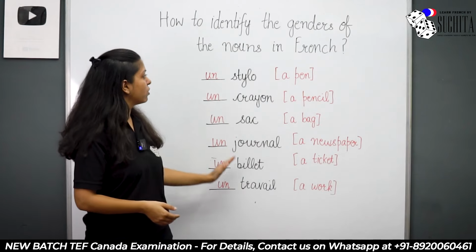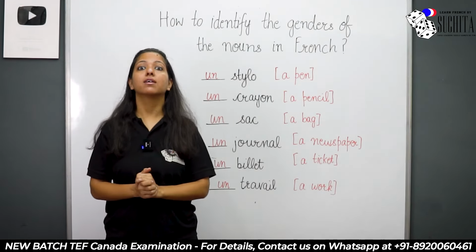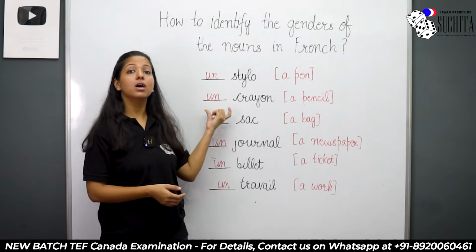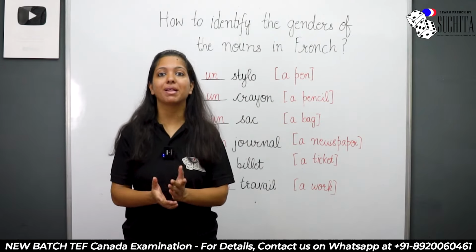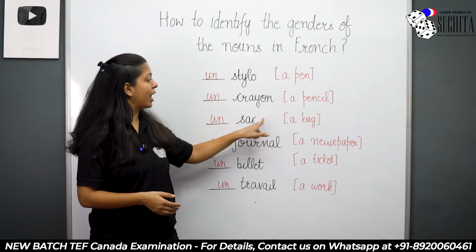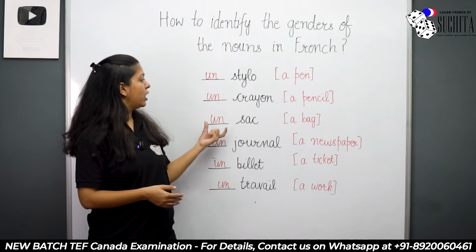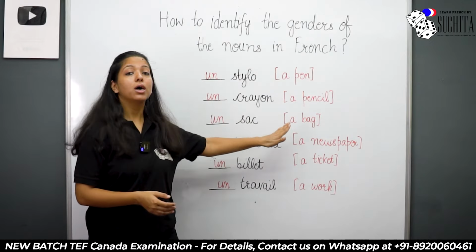So let's just look at some of the examples. The first example being un stylo, which means a pen. The next one is un crayon, which means a pencil. You see, all of them are not ending with E. Any other thing but not E. Okay. Un sac, which means a bag.